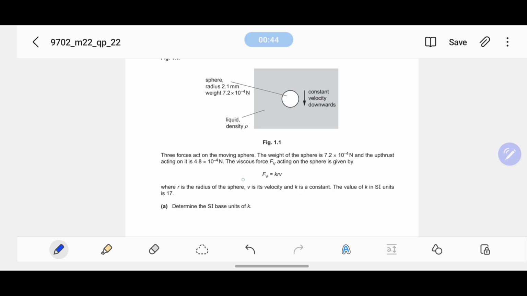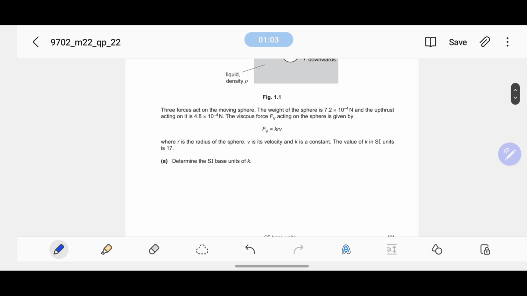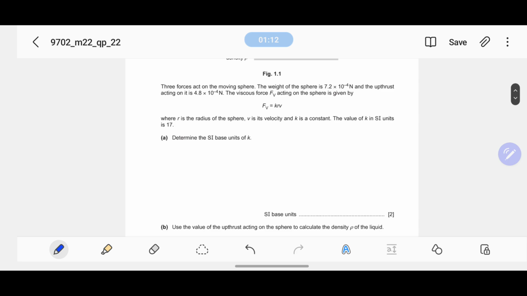Three forces act on the moving sphere. The weight of the sphere is 7.2 × 10^-4 newtons, and the upthrust acting on it is 4.8 × 10^-4 newtons. The viscous force Fv acting on the sphere is given by this equation, where r is the radius of the sphere, v is the velocity, and k is a constant. The value of k in SI units is 17. Determine the SI base units of k.